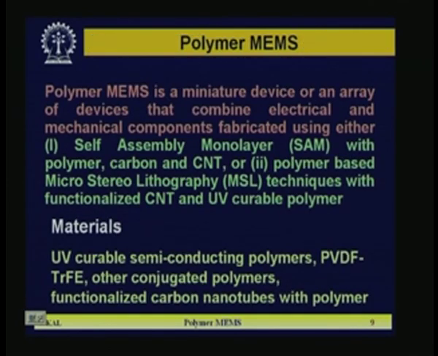Now, what are the technologies? Polymer MEMS miniature devices require combination of electrical and mechanical components fabricated using basically two technologies, because in MEMS you have to have some mechanical components other than electrical components. So, these two methods are, one is self assembly monolayer, which is known as SAM with polymer, carbon and CNT. CNT is a carbon nanotube, its short form is CNT. And the second approach is polymer based microstereolithography with functionalized CNT and UV curable polymer. These are the two methods which are followed for getting polymer MEMS.